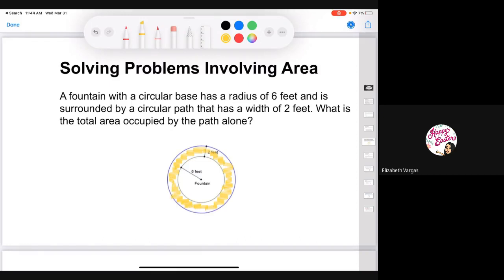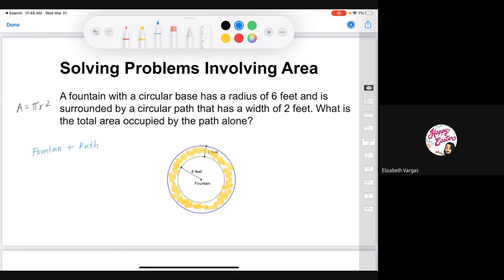Well, we can actually solve this very easily. What we're going to do is solve for the area of the entire circle, including the fountain, then solve for the area of just the fountain alone, and then subtract those two, and we'll be able to find only the path. But the equation we're going to use, again, is area is equal to pi radius squared. So the first thing I'm going to do is solve for the entire circle. So I'm going to solve for both the fountain and the path.